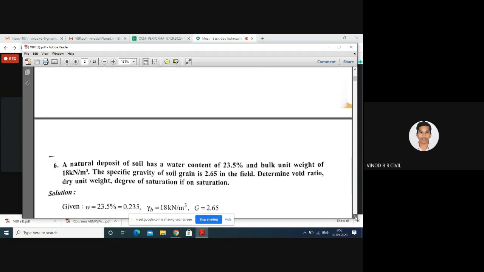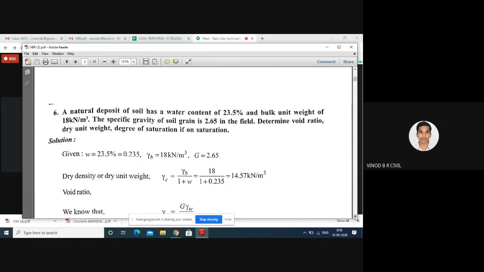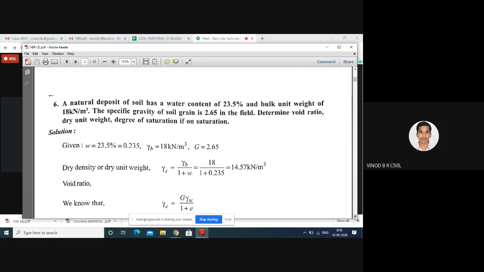Take down the next problem. A natural deposit of soil has a water content of 23.5% and a bulk unit weight of 18 kilonewton per meter cube. The specific gravity of soil grains is 2.65. Determine the void ratio, dry unit weight, and degree of saturation in the field.